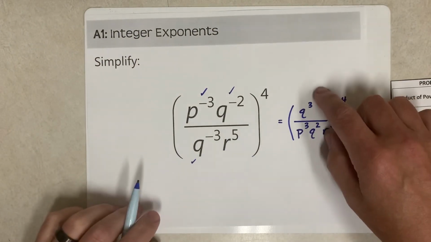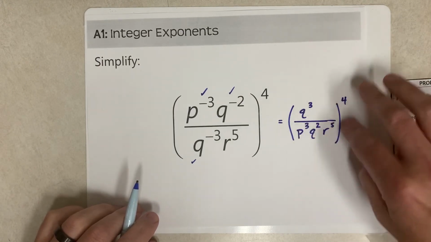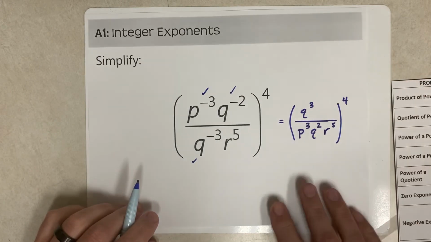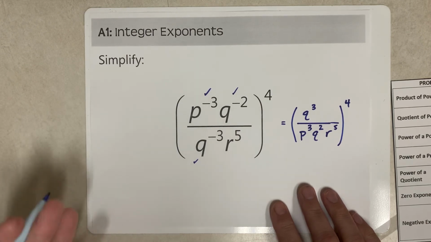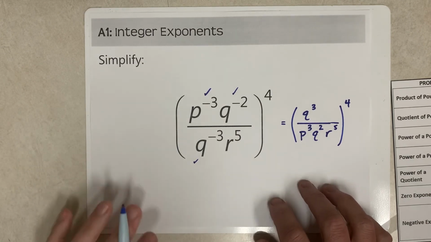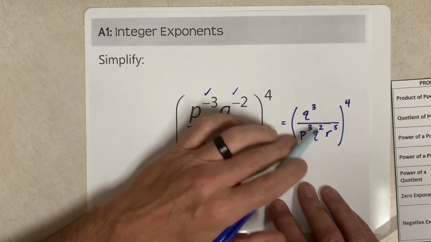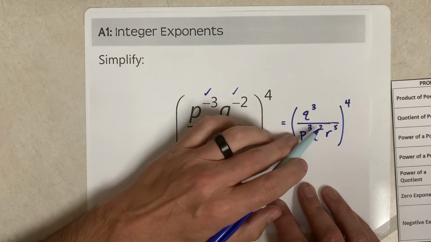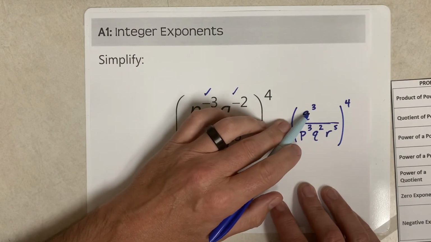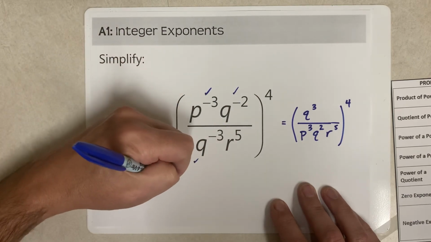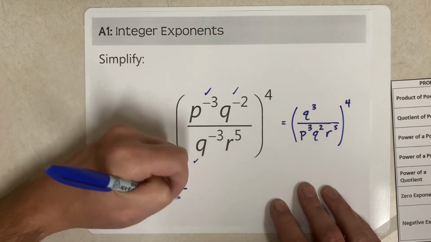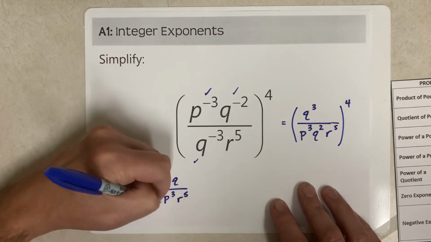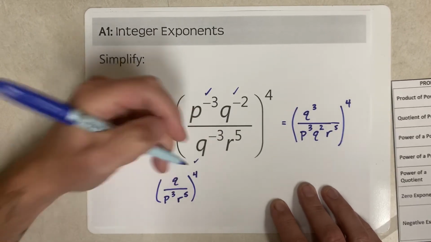All right, do I have anything else I can clean up here? So your final answer should have each variable appear only once, and you shouldn't have any negative exponents. So the only thing I can do is clean these q's up. I've got 2 q's here and 3 up here, which means there's still going to be 1 left in the numerator, but everything else is going to be the same. P cubed, r to the 5th, and all of that to the 4th.